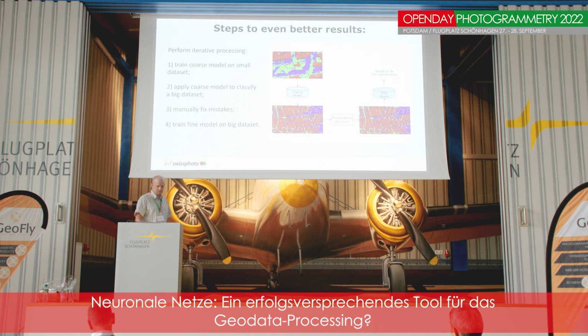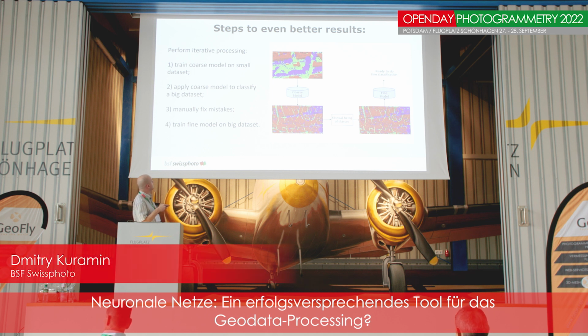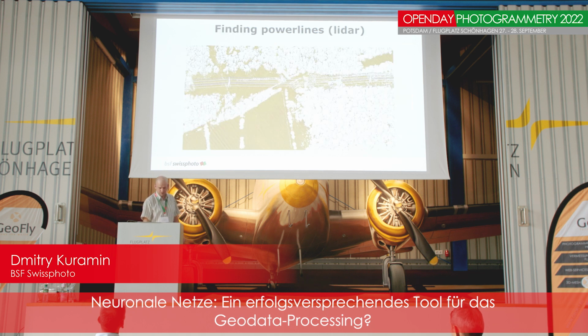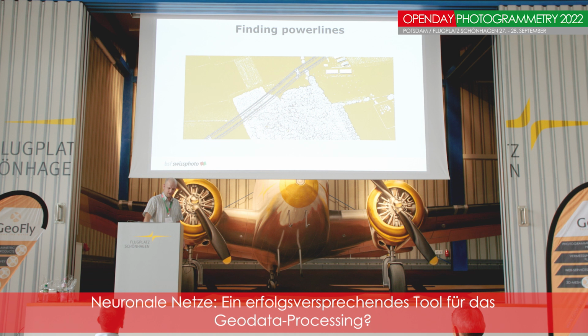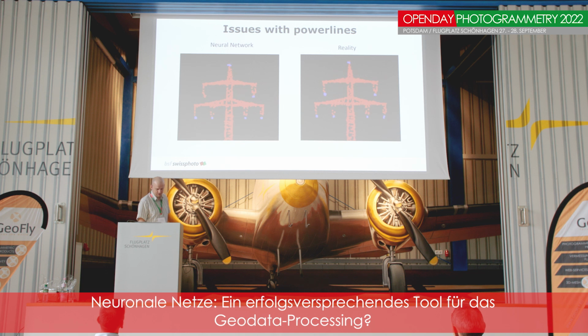Okay. We can also perform iterative processing: train a coarse model on a small data set, apply the model to classify a big data set, manually fix mistakes, and train a model on the big data set. We get a fine model, which is ready to perform fine classification. This way we detected the power lines. As you can see, there is some vegetation and trees which were not a problem. Power lines were detected very well.